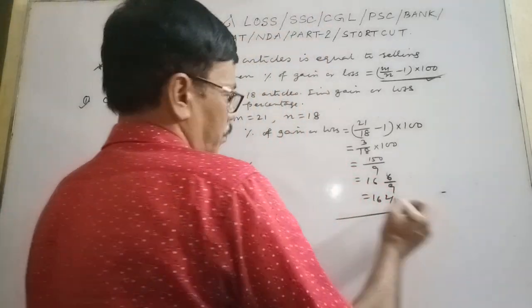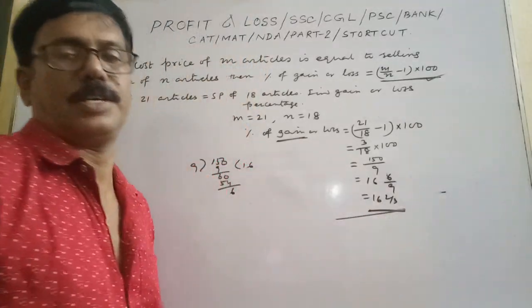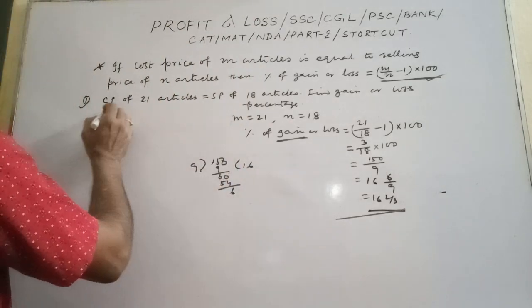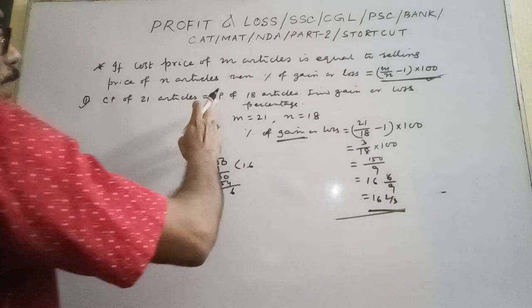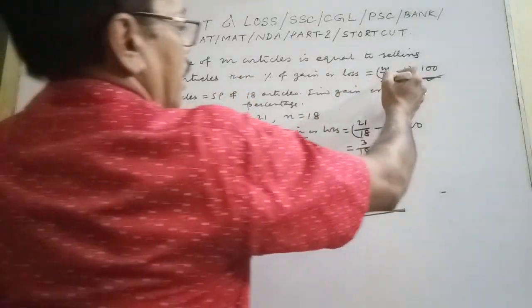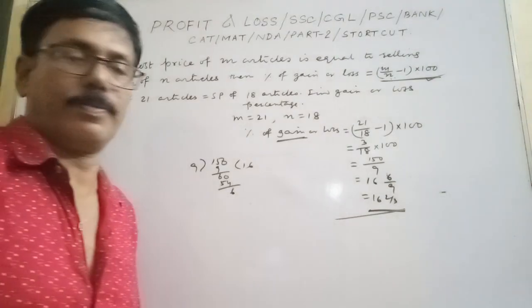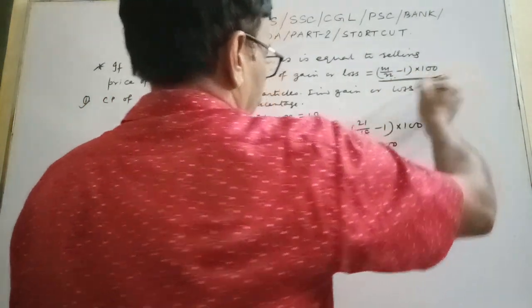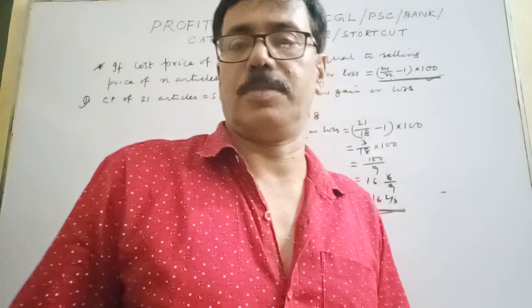Since it is positive, it is gain. So you remember the formula. CP of 21 articles, SP at the denominator, N at the denominator. You remember this, so you recall this formula and put in the values and it will take minimum time.